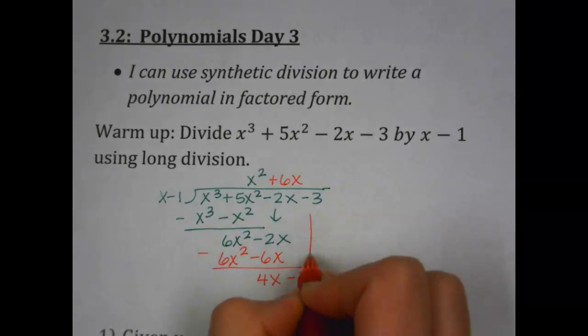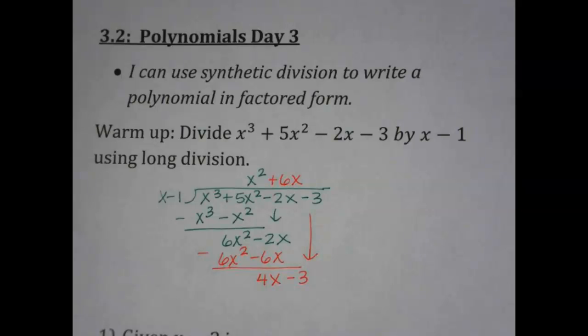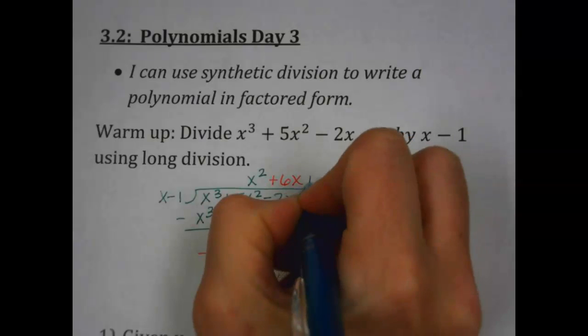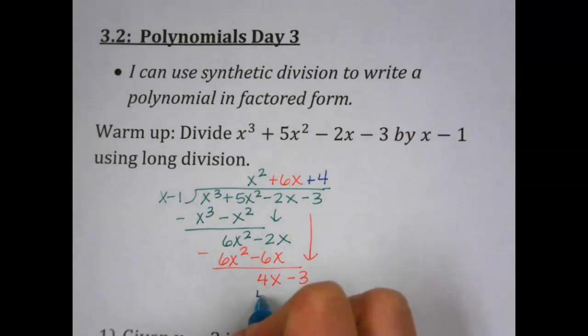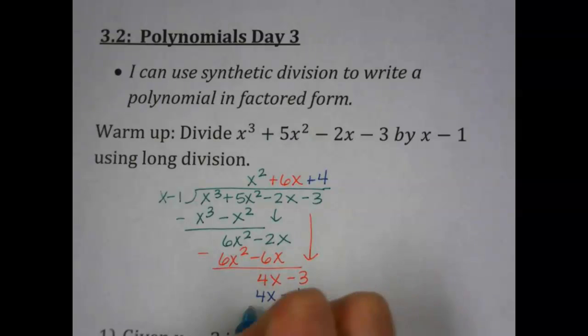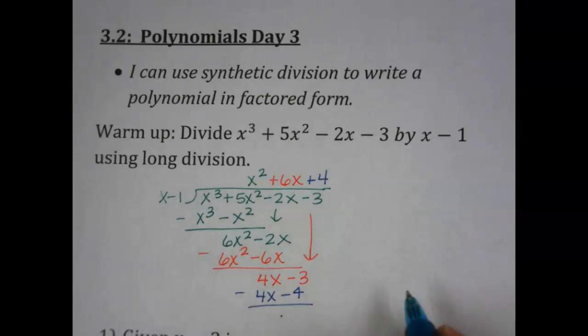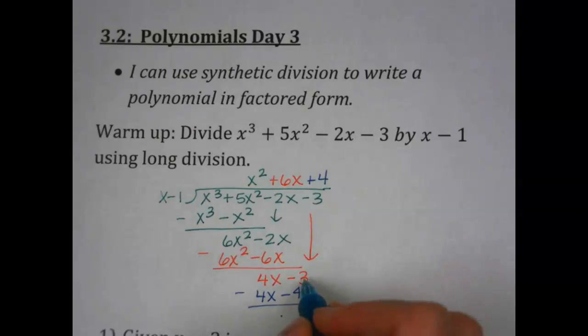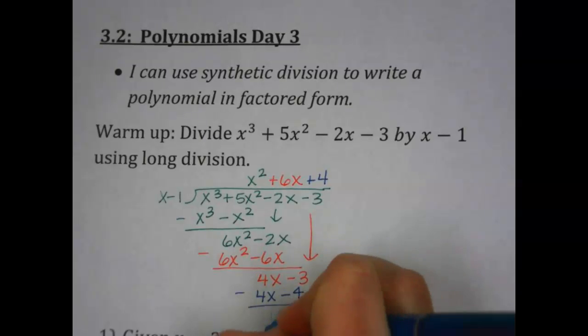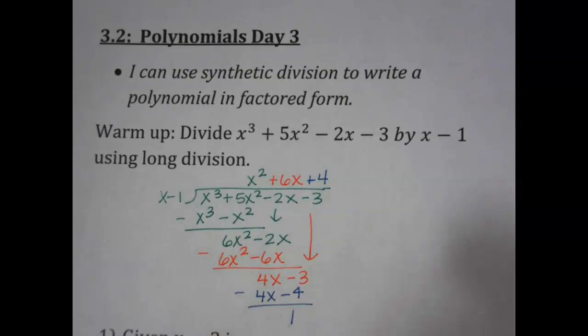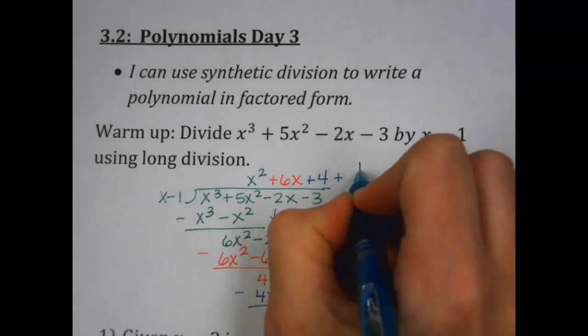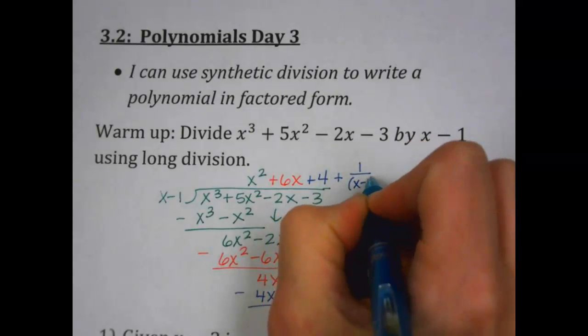And then I'm going to start all over again. So how many times does x go into 4x? That would be 4. Then I'm going to multiply 4 times x minus 1. Subtract. So I get, 4 times 1 is 4. So then I'm adding, so I get a positive 1 right there. And that's my remainder. So when I put my remainder in, I'm going to say plus 1 over parentheses x minus 1.